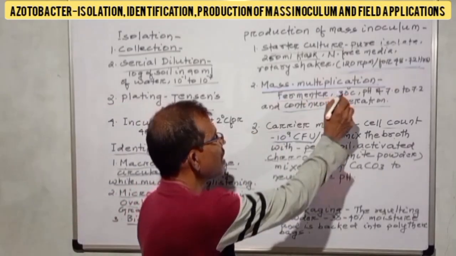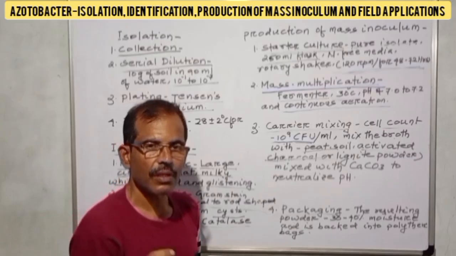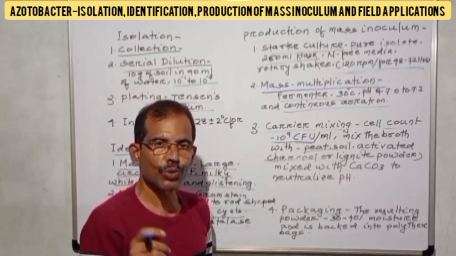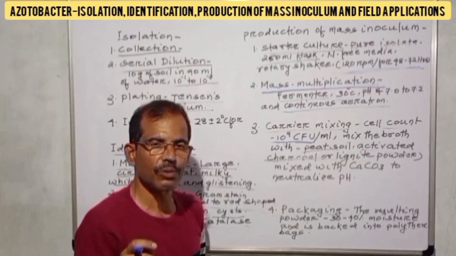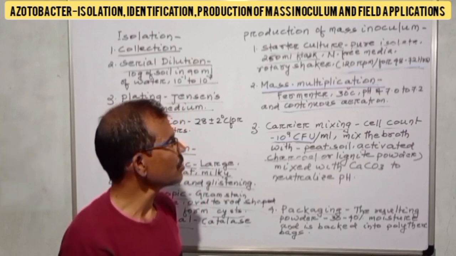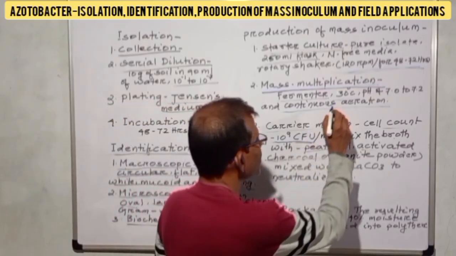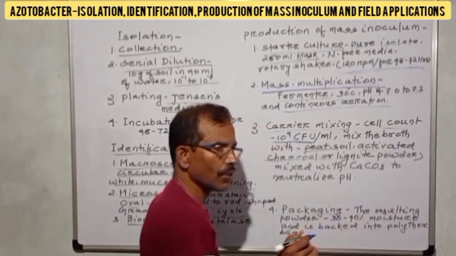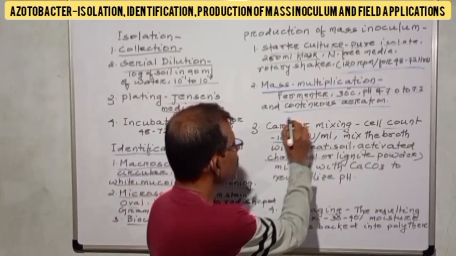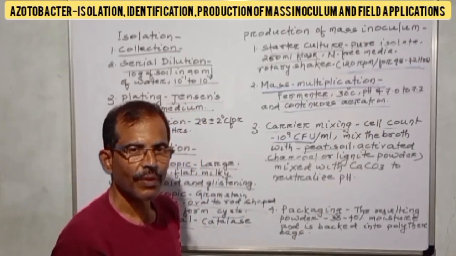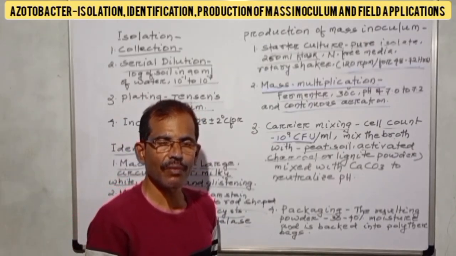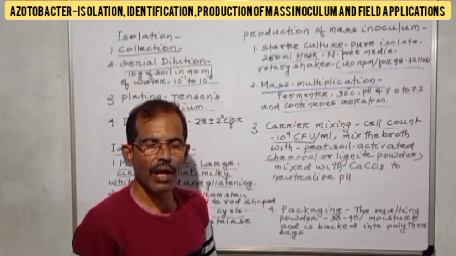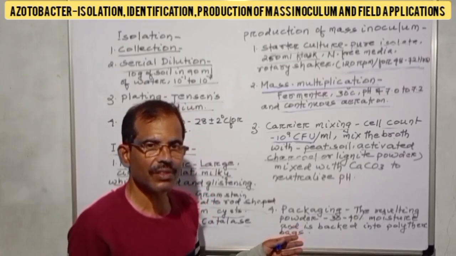Second step is mass multiplication, for which the starter culture is transferred to a fermenter containing a suitable amount of nutrient solution. During fermentation, temperature is maintained at 30 degrees centigrade, pH from 7 to 7.2. During this process, there should be continuous aeration. Fermentation results in the formation of a large amount of broth containing very large number of azotobacter cells.